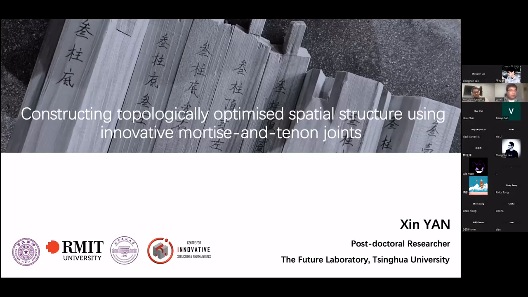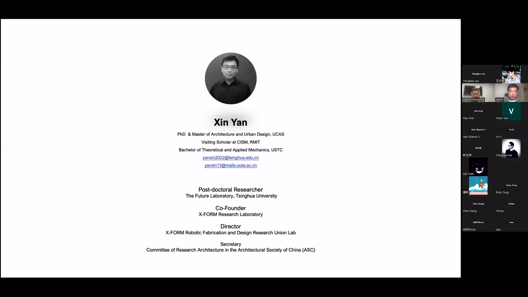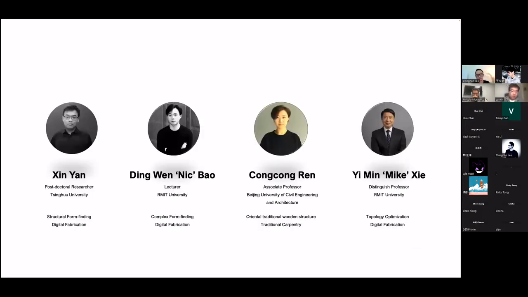Tonight, I'd like to talk about constructing topologically optimized spatial structures using innovative mortise and tenon joints. My name is Xin Yan from the Future Lab in Tsinghua University, and I visited the CISM, which is led by Professor Mike Xie, in 2019. At that time, I learned topology optimization and did some digital fabrication with Professor Xie's team. This project was achieved by myself, Dr. Dingwen Bao from MIT University, and Chongcong Ren from the Beijing University of Civil Engineering and Architecture, guided by Professor Yimin Xie.